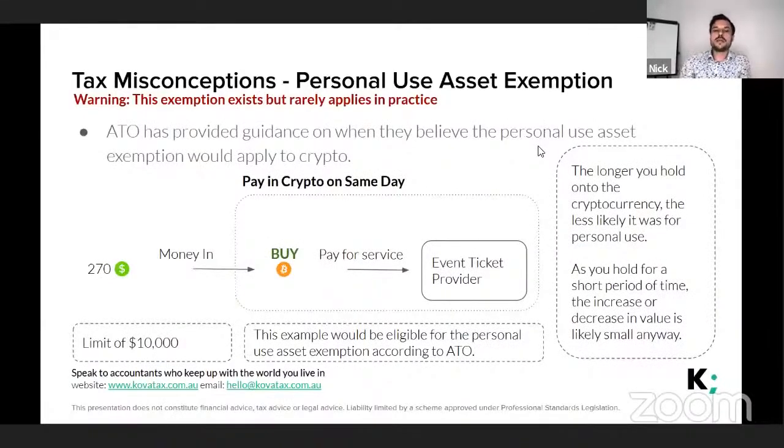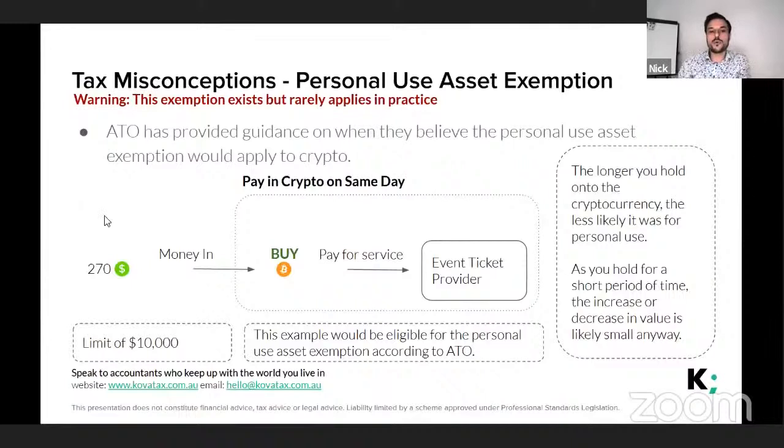Cool. So the ATO has given some guidance. They've given a very specific example as well, and it gives some guideline and insight into when you might be able to apply this. Because the reality is, in most situations, you won't be eligible for the personal use asset exemption, but it's good to look at when it is eligible, and maybe some of your activity does fall into that. And if it does, then you will actually be exempt from capital gains or losses. So this is a specific example from the ATO. Let's look at what happens.